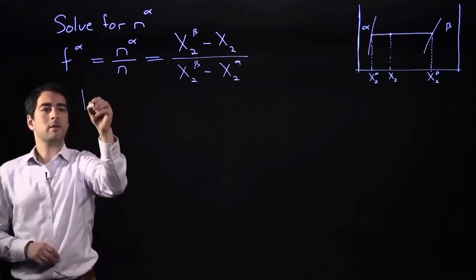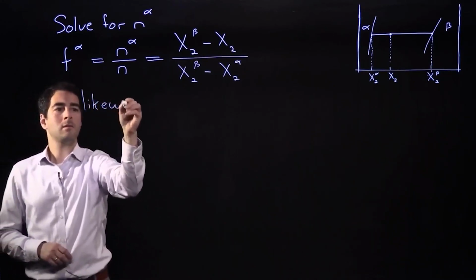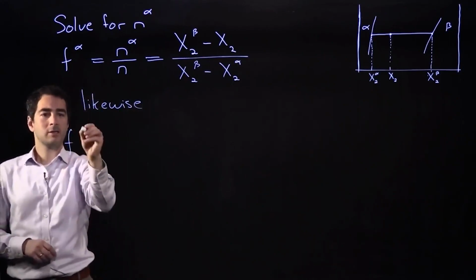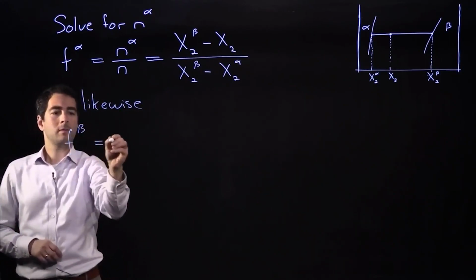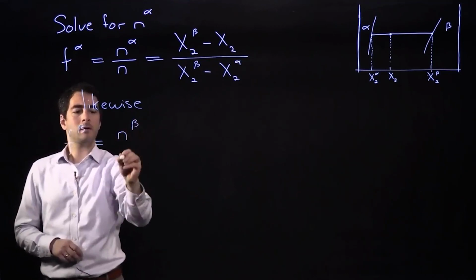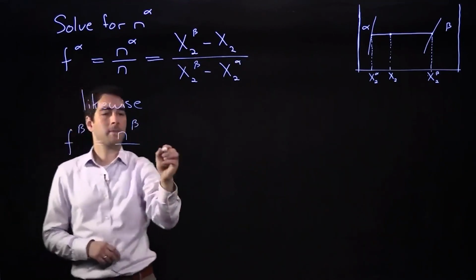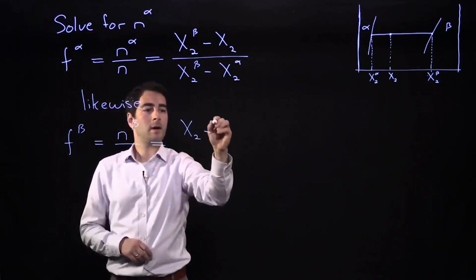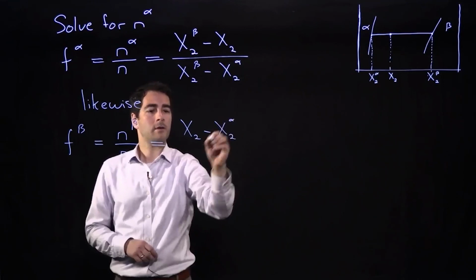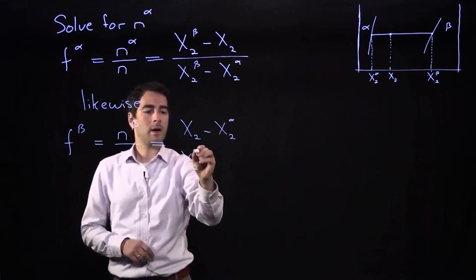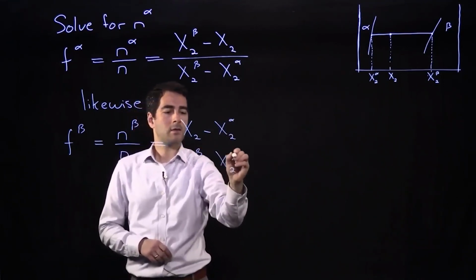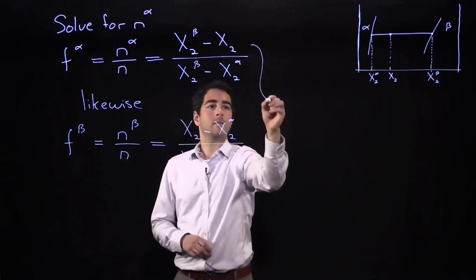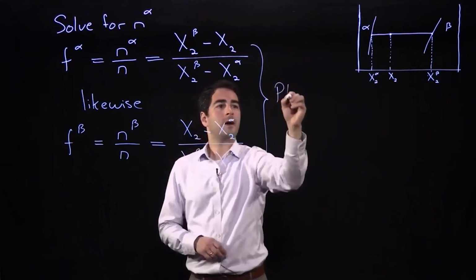And likewise, you could solve for the phase fraction of phase beta, which is the moles of beta divided by the total moles in the system. This is going to be equal to x2 minus x2 alpha, over x2 beta minus x2 alpha. These are phase fractions.